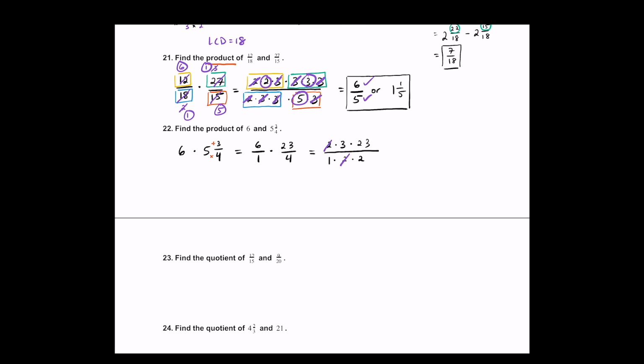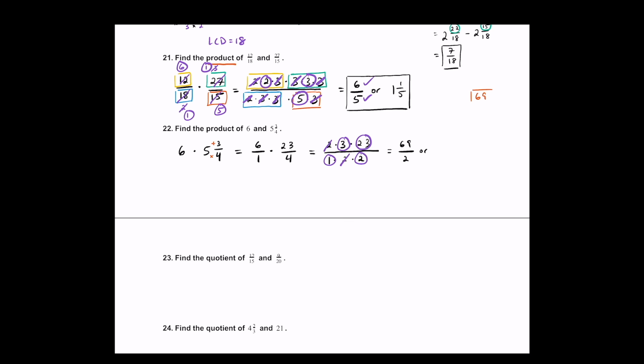Okay, so what are the leftover numbers here? So on top, 3 times 23, that's going to equal 69. And on the bottom, we have this 1 times 2, and that's equal to 2. If you want to write this as a mixed number, you can. You just have to use long division. So I'll go ahead and show you that just in case.